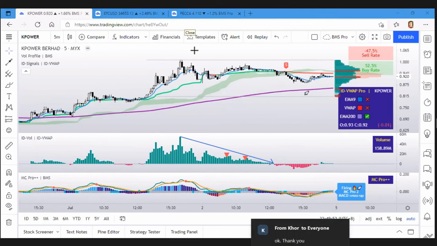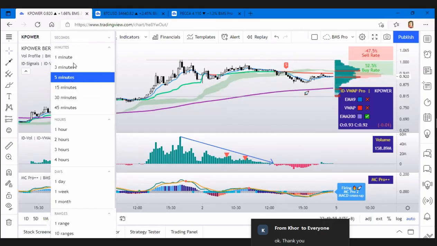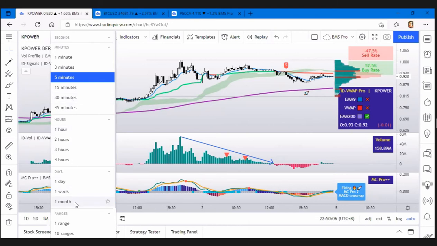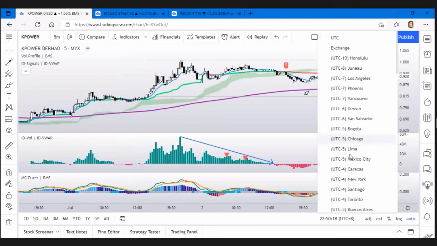Oh, you mean time frame? Time frame is here. This is the candlestick time frame: 5 minutes, 15 minutes, 30 minutes, 1 hour, 2 hour, or 1 day, 1 week, 1 month. All right, don't confuse. What kind of time frame you want to look at? This is the time zone. Okay, this is time zone. This is time frame. Okay, don't confuse.